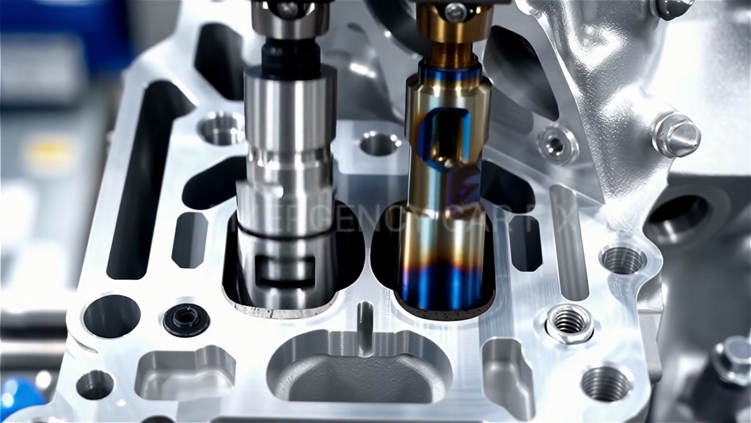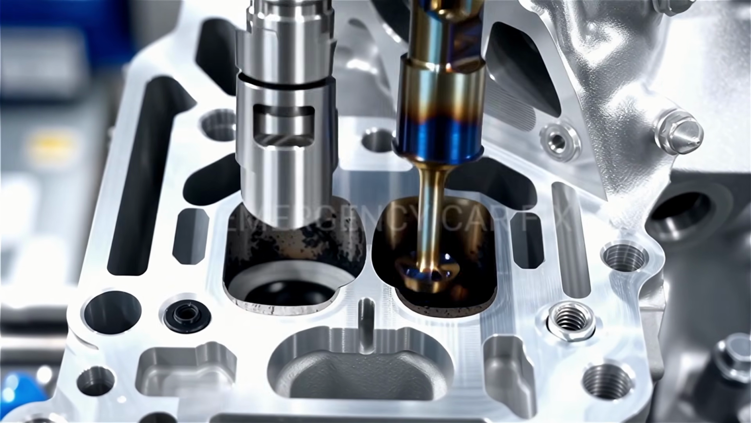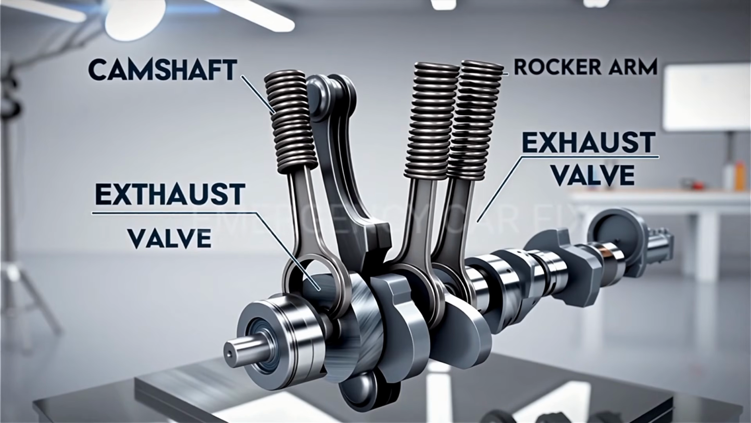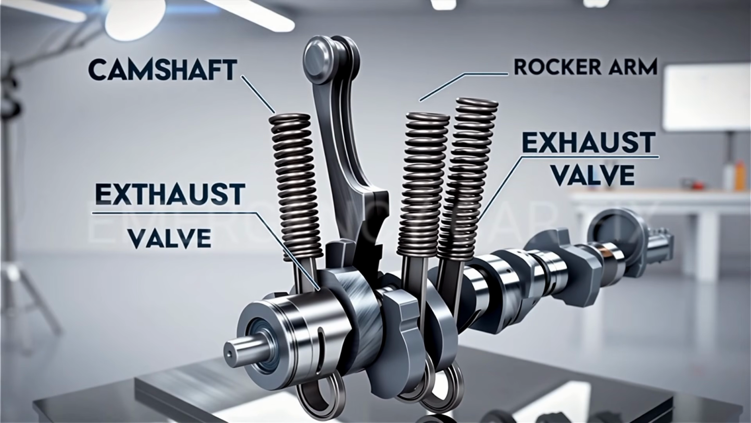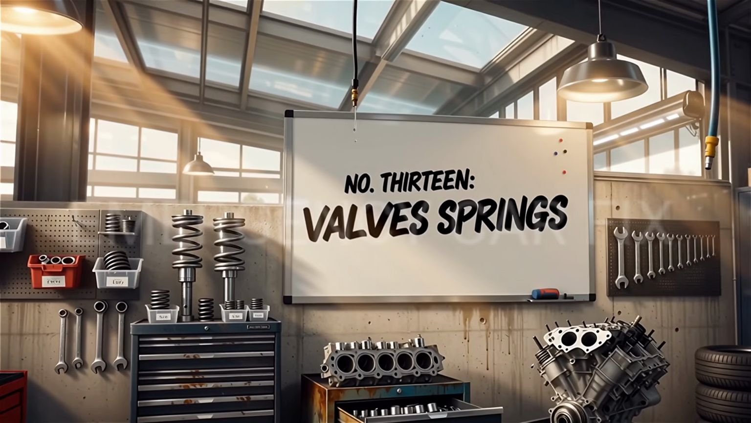Number 12. Valves. Valves regulate the flow of air and fuel into the cylinders and allow exhaust gases to exit, opening and closing at precise intervals to ensure proper combustion timing and efficient engine operation under varying speeds and driving conditions consistently.